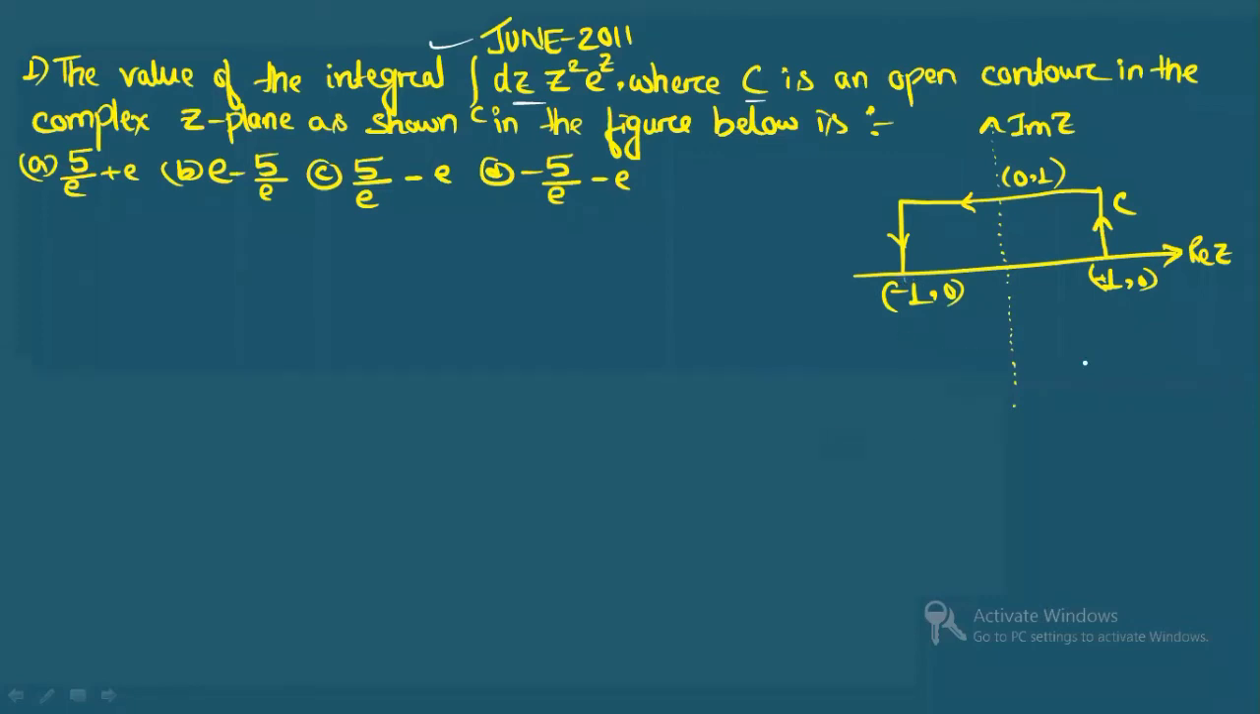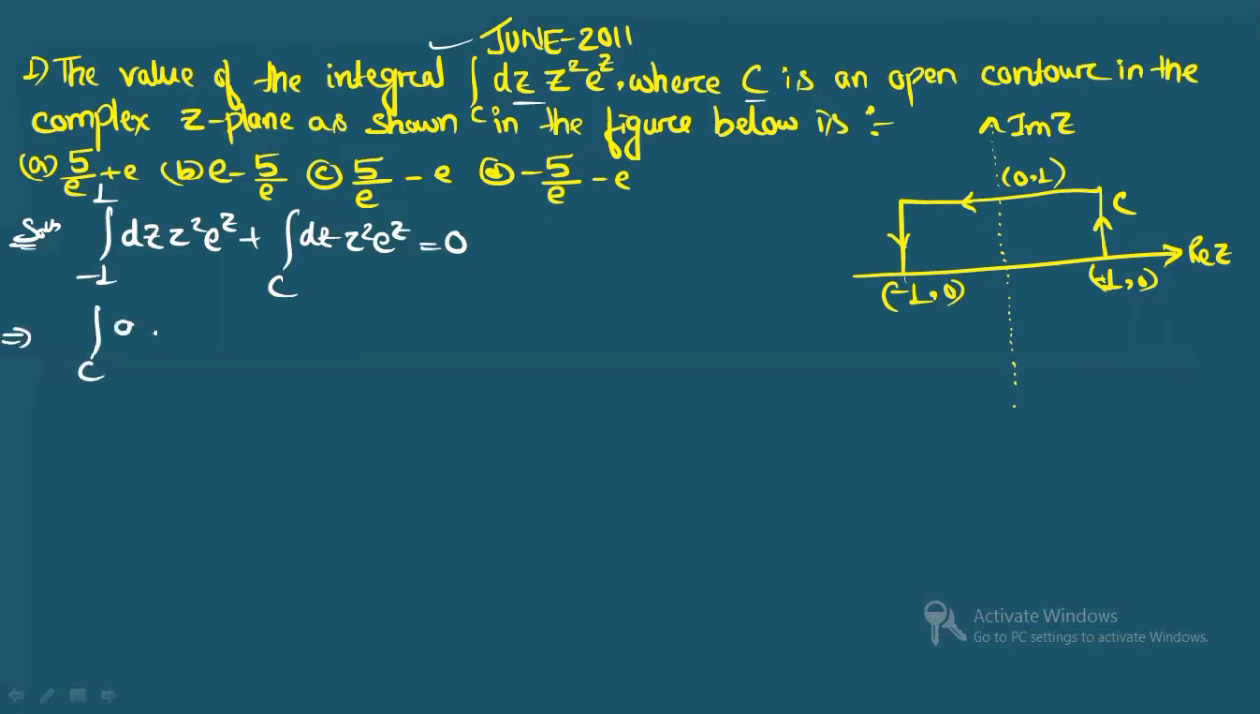Now if you complete this contour, then by Cauchy's integral theorem, you can write the integration from -1 to 1 of dz z square e to the power z, plus the integration over the contour C of dz z square e to the power z, equals 0. From here, the value of the integral over C of dz z square e to the power z equals minus the integration from -1 to +1 of dz z square e to the power z.